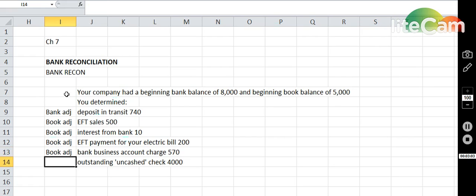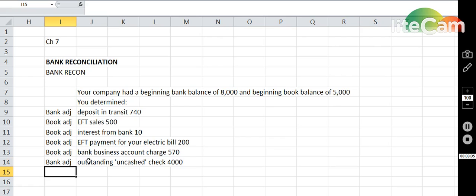Okay. And then we have an outstanding check. So what that means is that we wrote someone a check, but they haven't taken the check yet to the bank and deposited for payment. So it hasn't cleared the bank yet. So the bank doesn't know. The check might be in the mail, or they just haven't delivered the check yet to the bank for a cash payment. Okay. So this we will want a bank adjustment.